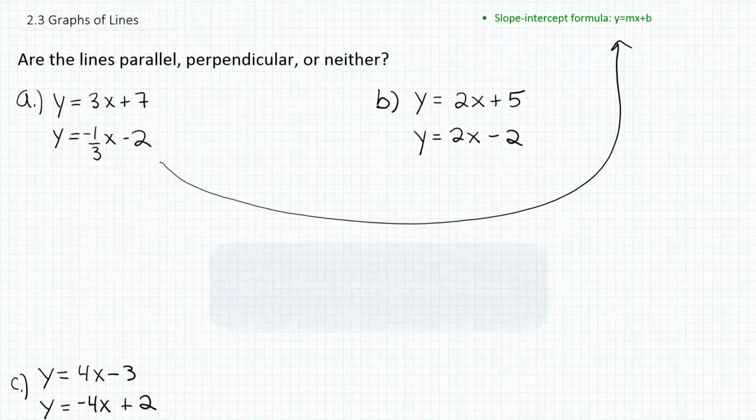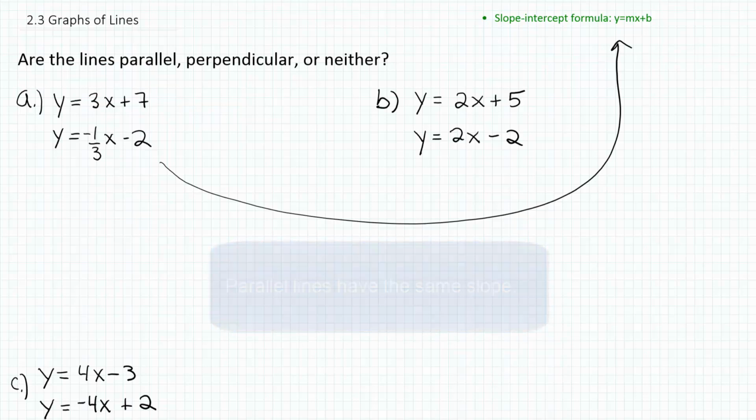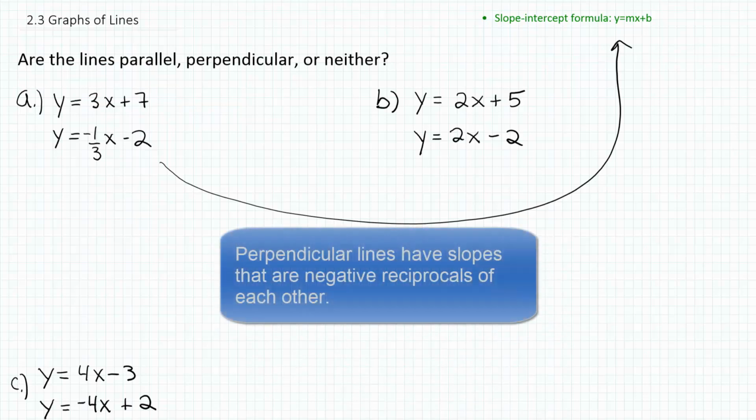Now the key thing to realize is that parallel lines have the same slope, which means the m, or the thing in front of the x, has to be the same for the two lines to be parallel. So when you look at A, we can tell they're not parallel because the slopes are not the same. Now, if they were perpendicular lines, the slopes must be negative reciprocals of one another.